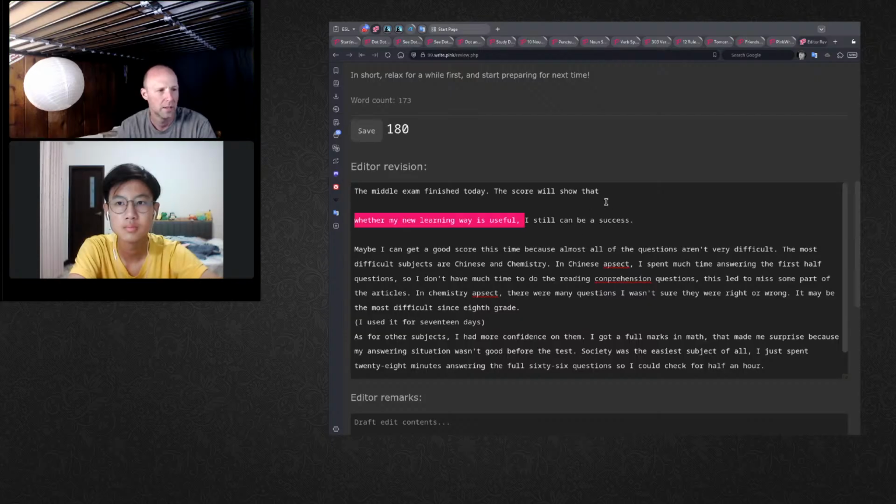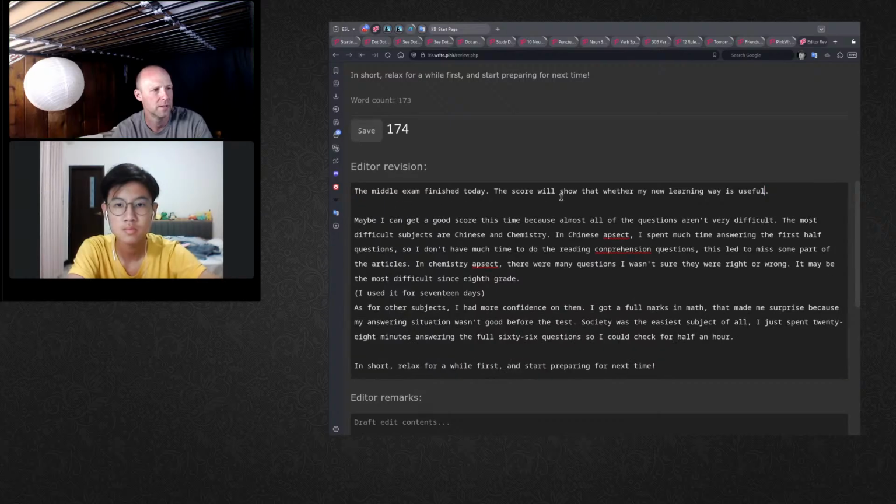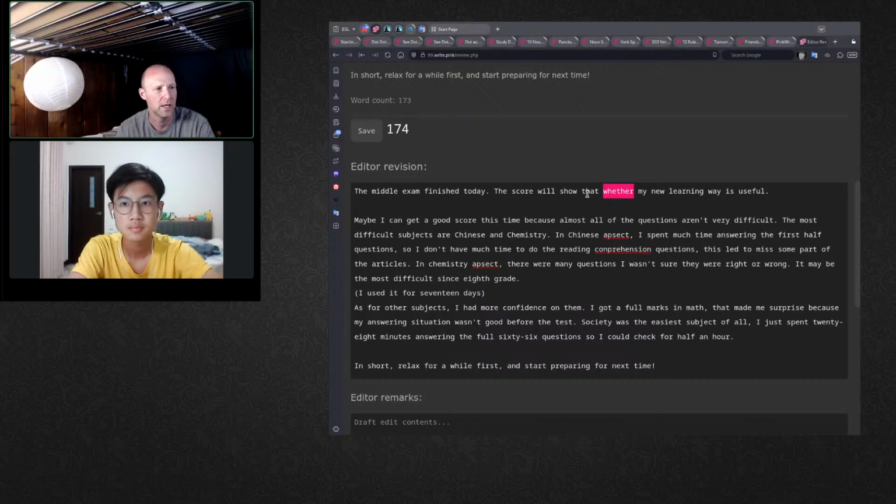Or it can show that, and what you have in your original was this: I can show that my new learning was useful, which means you will see it. You know it's useful and you will see. If you say whether, then we don't know, but this will answer the question. This will tell us if it was useful or not. So does this make sense?